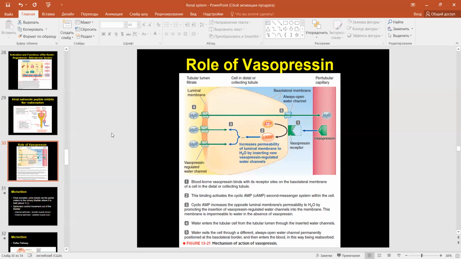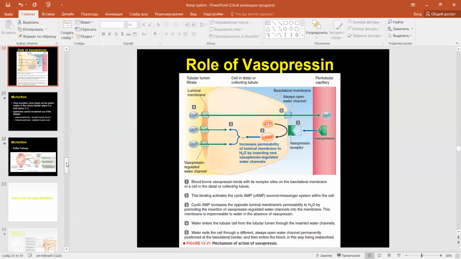Vasopressin influences water permeability only in the distal and collecting tubules. It has no influence over the 80% of the filtered water that is obligatorily reabsorbed without control in the proximal tubule and loop of Henle. The ascending limb of Henle's loop is always impermeable to water, even in the presence of vasopressin.